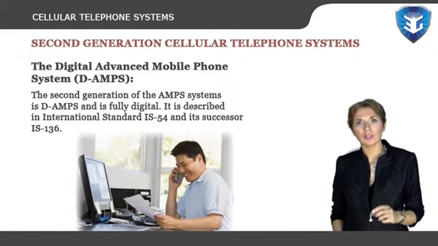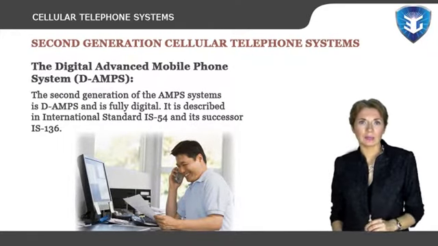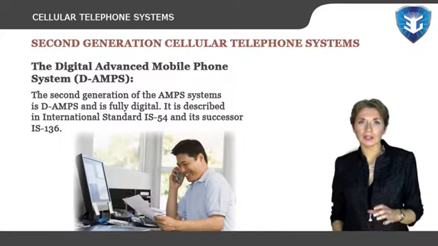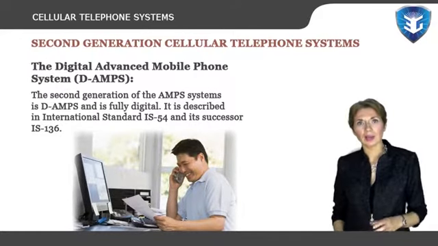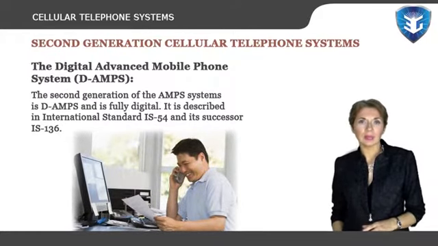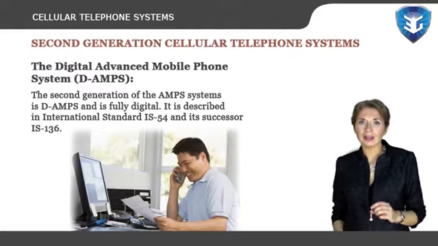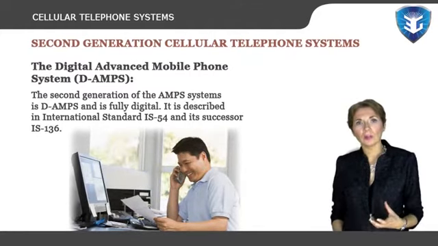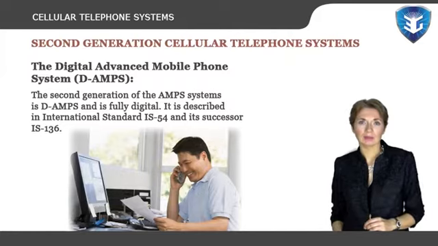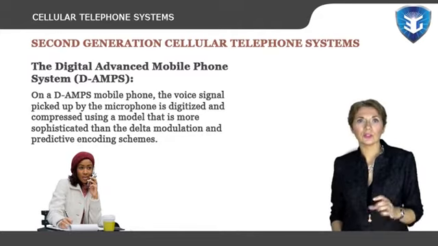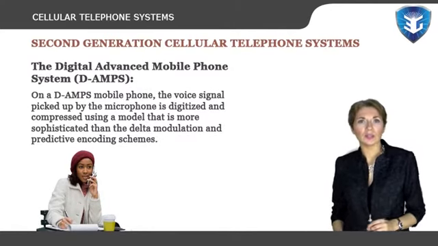The second generation of the AMPS system is DAMPS, and it is fully digital. It's described in International Standard IS-54 and its successor IS-136. DAMPS were carefully designed to coexist with AMPS so that both first and second generation mobile phones could operate simultaneously in the same cell. On a DAMPS mobile phone, the voice signal picked up by the microphone is digitized and compressed using a model that's more sophisticated than the delta modulation and predictive encoding schemes.